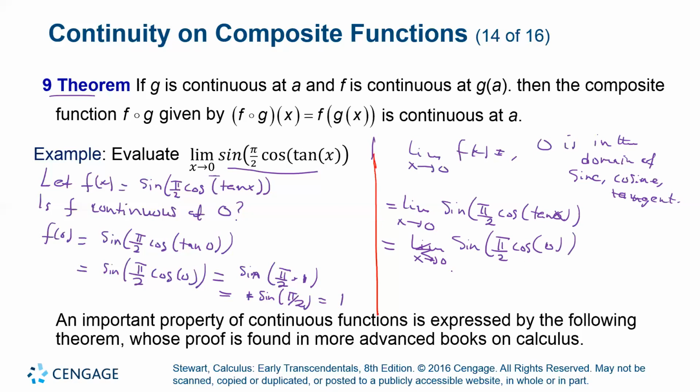And again, just like we did, this is sine of pi over 2. The cosine of 0 is also 1, so this is times 1. Finally, we have sine of pi by 2, which is 1. So you see that they are the same. Therefore, the answer to this question is 1, and we can say that f is continuous at 0.